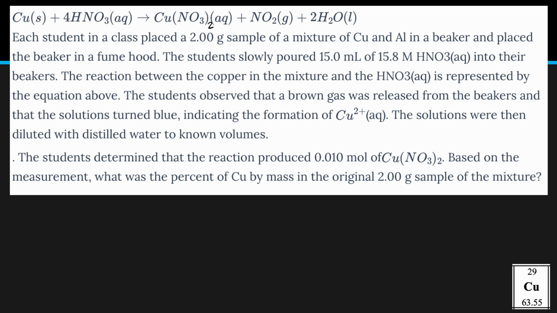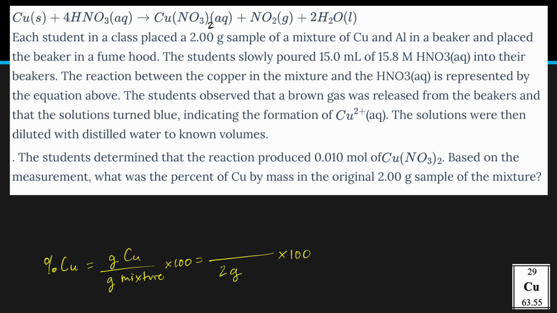So I know in this problem, I am solving for the percent of copper in the mixture. So I know I'm going to need my grams of copper, and I'm going to need the grams of mixture. Now, I already have the grams of mixture. It was given to me. It was a 2-gram sample. So I need to solve for grams of copper. Now, I'm given moles of copper(II) nitrate. So using that given information and the balanced chemical equation, I can go ahead and solve.